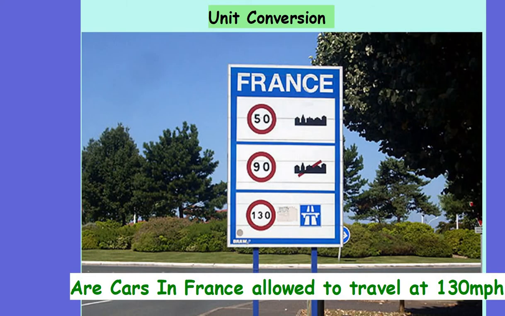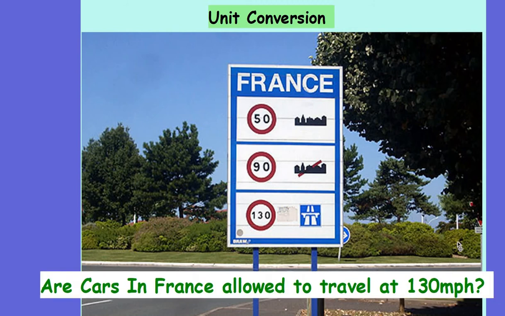Here we are in France. In France, on a single carriageway, you can go 50. On a dual carriageway, you can go 90. And on a motorway, you can go 130. So here's my question to you. Pause the video and have a little think. Does that mean cars in France are allowed to travel at 130 miles per hour?